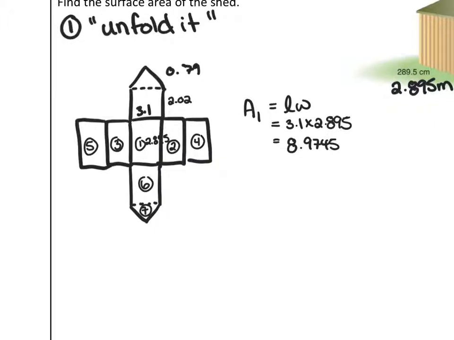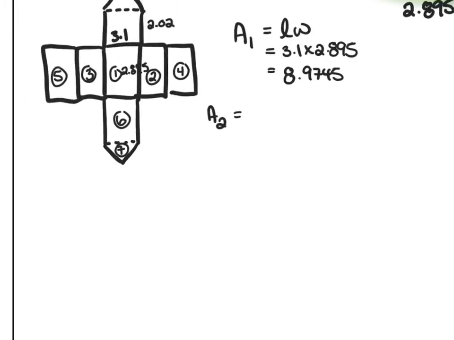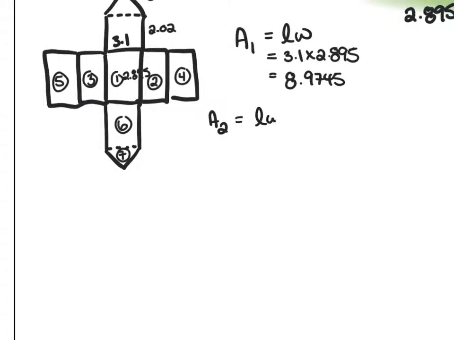8.9745. Okay, so that's number 1 done. Let's do 2 and 3. They're the same. Another rectangle, which is just length times width, which is 2.02 times 2.895. So you can see the 2.02 actually goes to that as well.